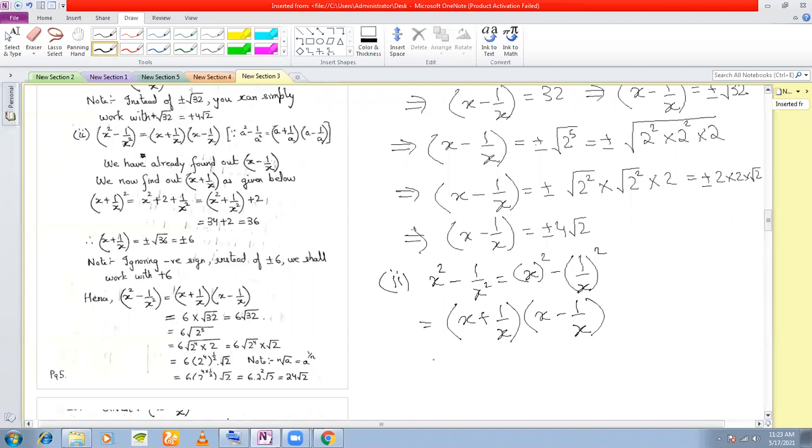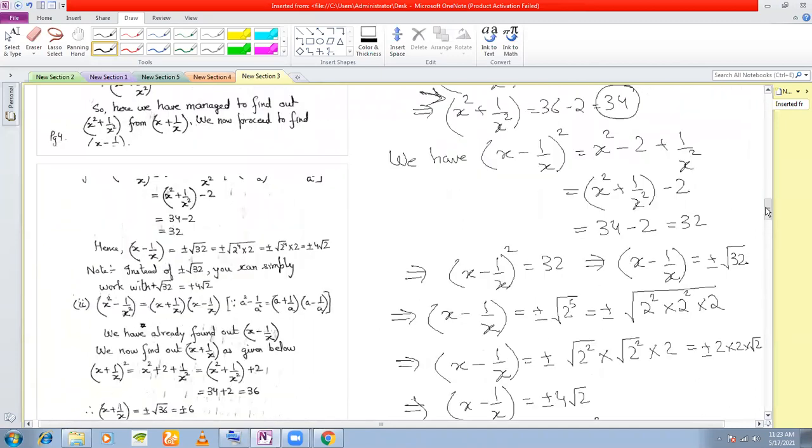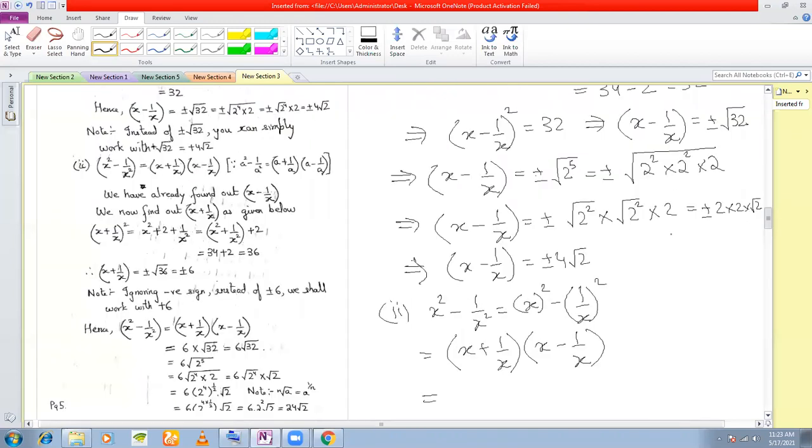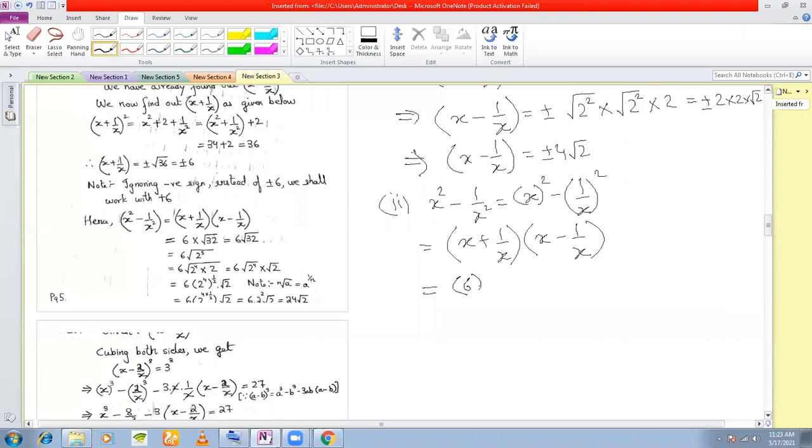Now x plus 1 by x you already know, which is 6. It was given to you. Write it here. And x minus 1 by x you have found out to be plus or minus 4 root 2. You simply take the positive sign. So you get 24 root 2. That's it. Any questions?